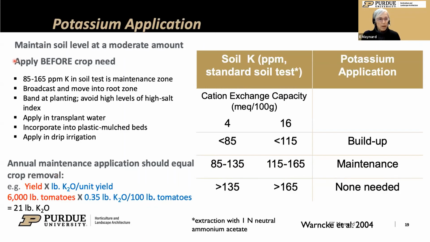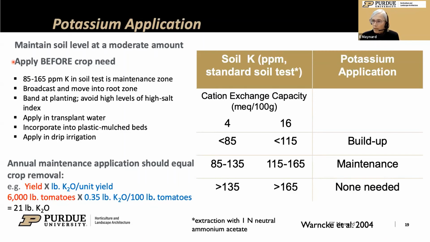Another important thing about applying potassium is it needs to be there in the ground before the crop needs it. If you get behind on potassium, it can be difficult to catch up. So you can broadcast it and move it into the root zone with tillage or with the irrigation. You can band smaller amounts at planting, or apply small amounts in transplant water. You can incorporate it into plastic mulch beds, and that will be a little bit more efficient since you're not fertilizing in between the beds.